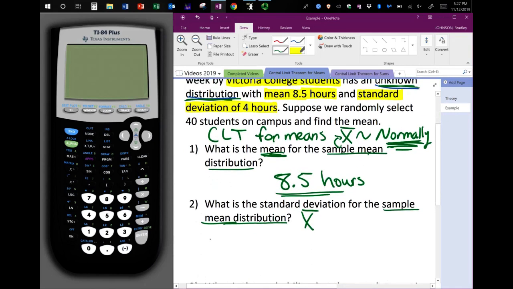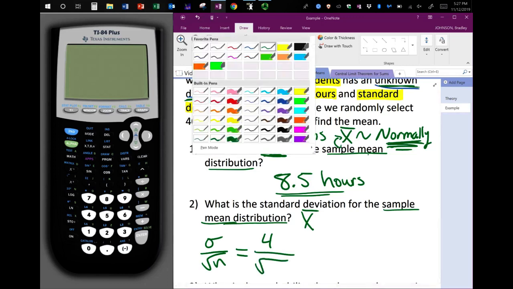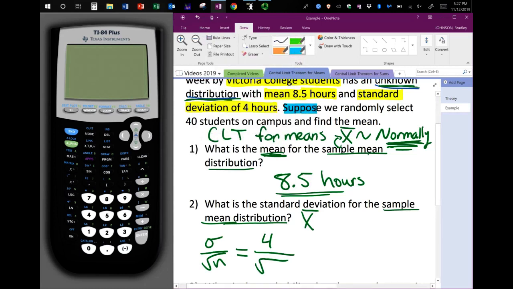recall that we have sigma divided by the square root of n. Now, sigma represents the standard deviation, so that would be 4 from the unknown distribution, or from our population. And then we have to divide by the square root of n. Now, n is our sample size. Suppose we randomly select 40 students on campus and find the mean. So we did 40 students. So that will go right here, the square root of 40 in our denominator.